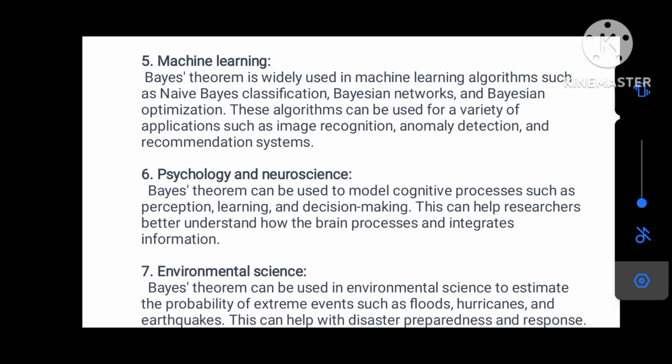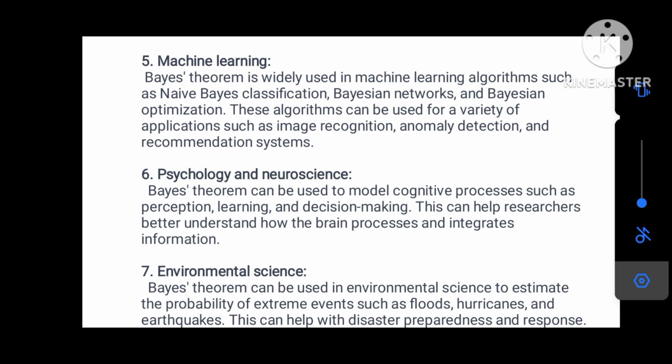So in net-based classification, and then Bayesian networks, Bayesian optimization, and then image recognition, anomaly detection and recommendation systems. For this also Bayesian is used. And another is psychology and neuroscience. So how one's brain works, how mind works, that is also predicted by this Bayesian theory.